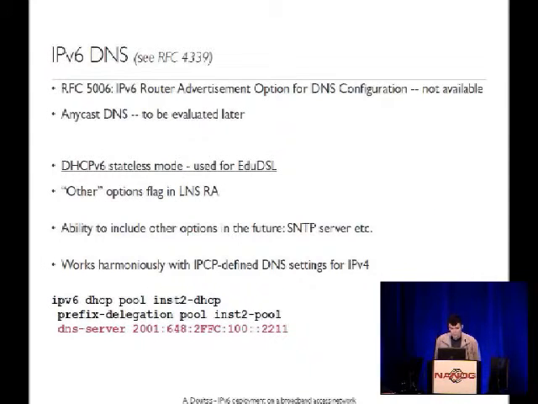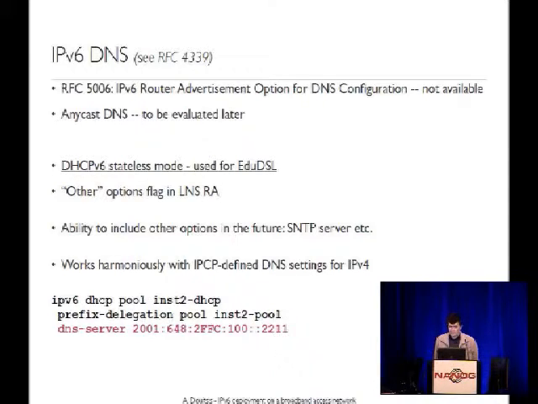Okay, how do we deal with DNS? Most of you probably know all about it. There's RFC 5006, which is a way to inject DNS configuration inside the NDRAs. But okay, we'll have to wait a little on this because it's not available everywhere. Also, we'll be evaluating Anycast DNS in the future, although I don't feel that it's going to work. All these methods are described briefly in RFC 4339, as you can see.